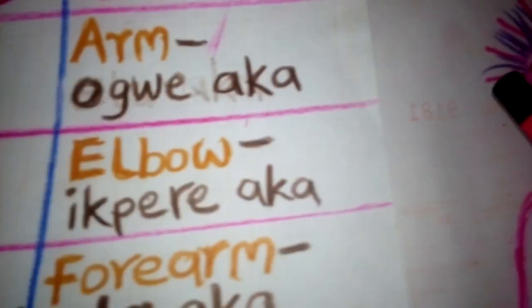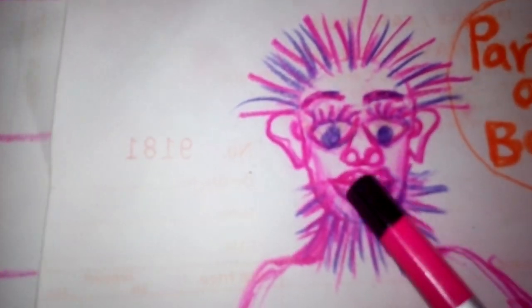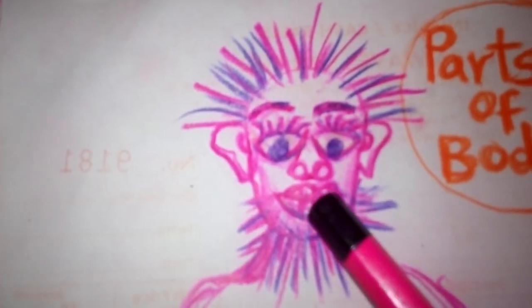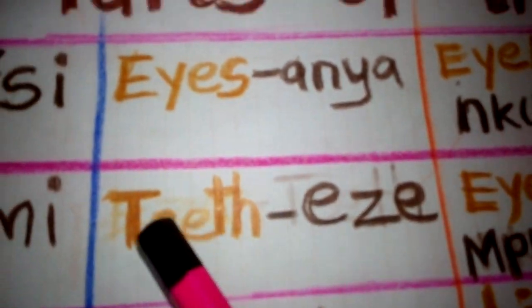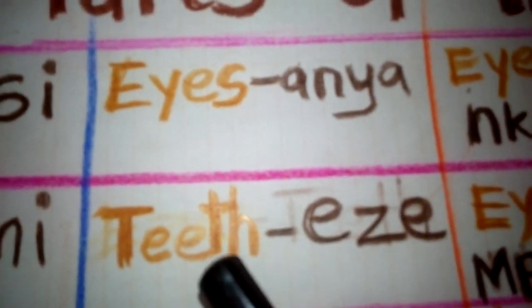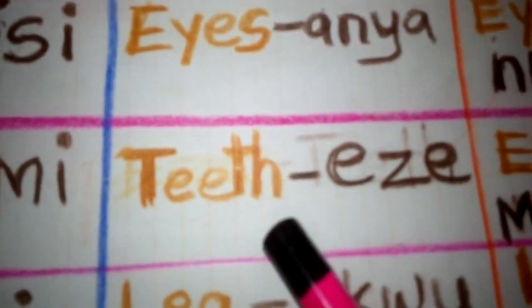Teeth, eze. Eze is inside your mouth. Inside this mouth is the white enamel that is called eze. That is the teeth. You use it to bite things, to eat something.